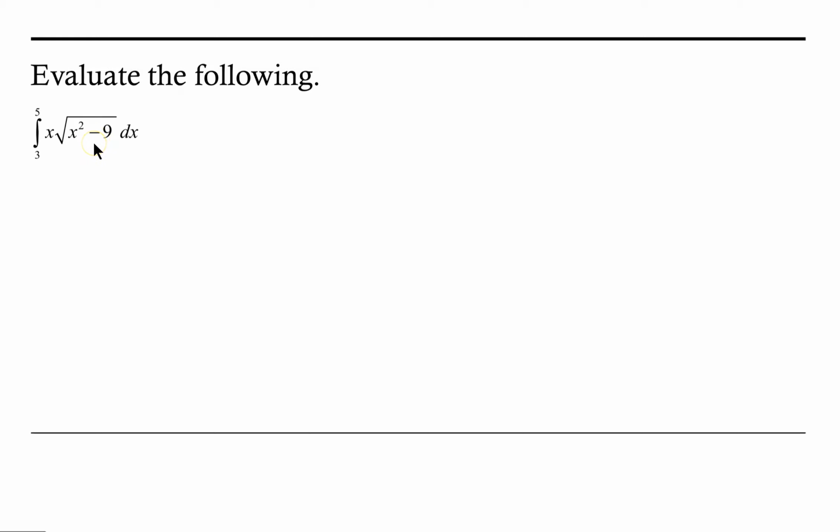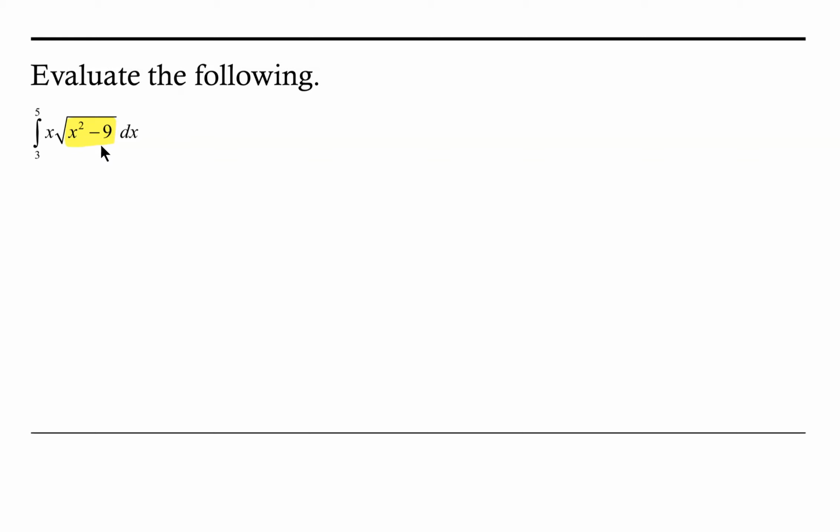One is, is there a composition of functions that can help us within the problem? Or is there the presence of two factors, if you will, where one is the derivative of the other? Well, in this particular case, I see a composition of functions. I see x squared minus 9 under my square root rather than just square root of x.